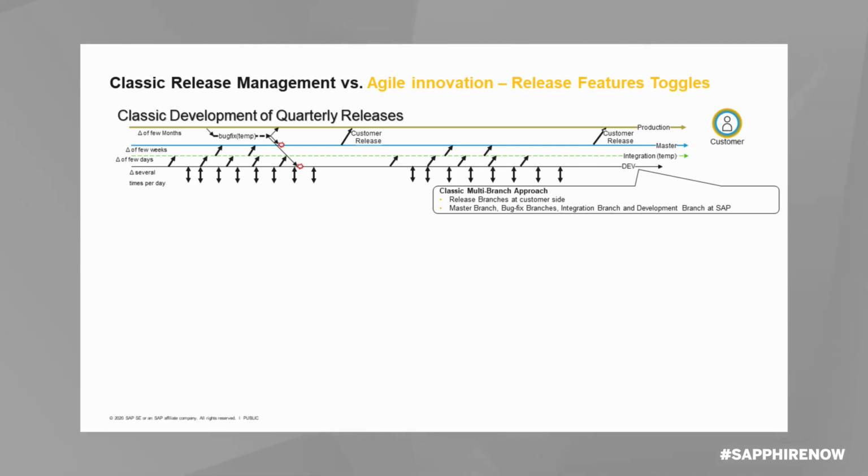A huge complexity, which is driven by a classical multi-branch approach, which means that you have a release branch at the customer side. We have a master branch, we have a bug fix branch, we have an integration branch, we have a development branch. We have as many branches as you want.